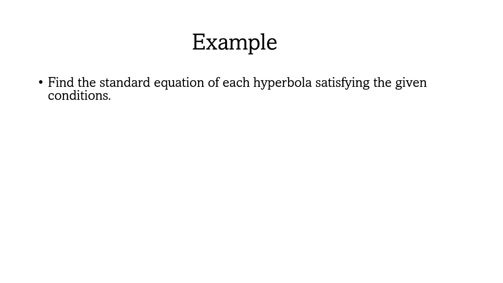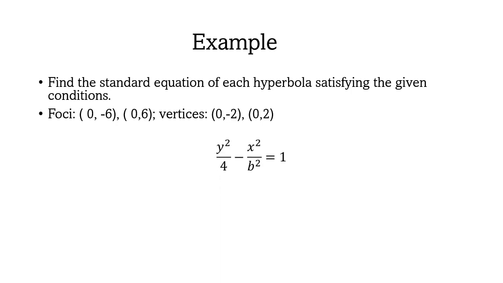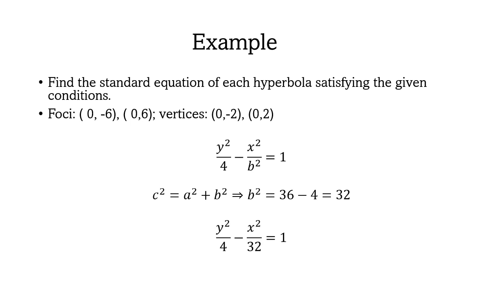Another example, we need to find the standard equation of a hyperbola satisfying the following. Again, we have the center is the origin, and we have a squared here, which is equal to 4. Now we need to find b squared. So b squared equal 32, and that's the standard equation of the hyperbola.